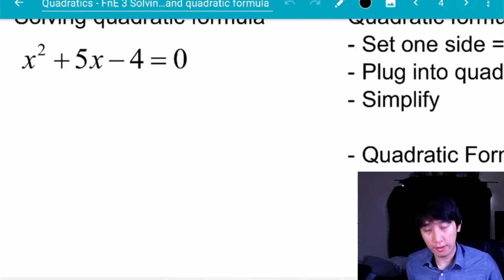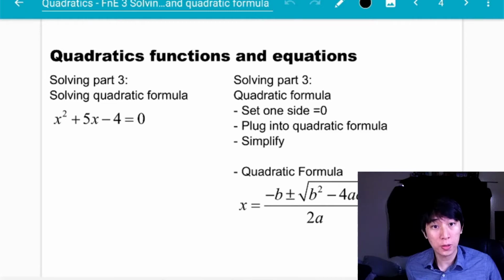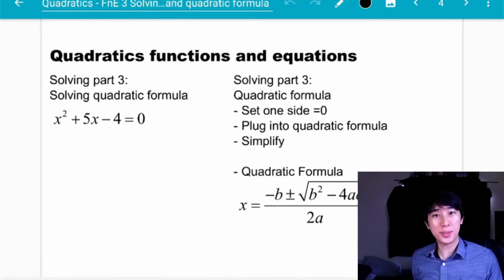And that's where the quadratic formula comes in. The nice thing about the quadratic formula is it's super simple. It's relatively easy to remember, and it's super straightforward. It always works. It works 100% of the time.